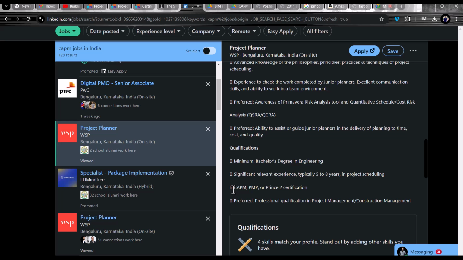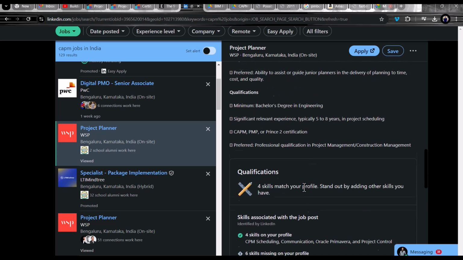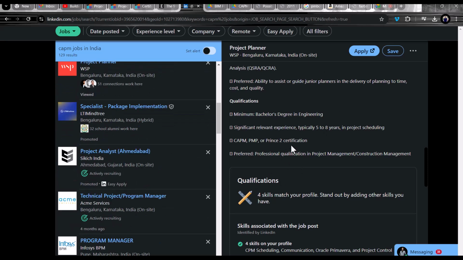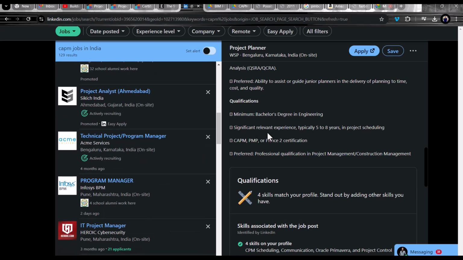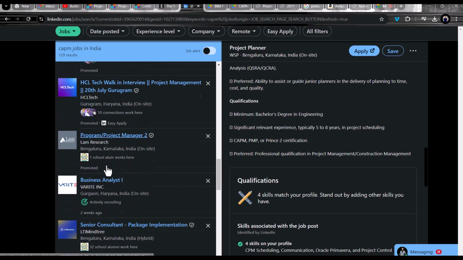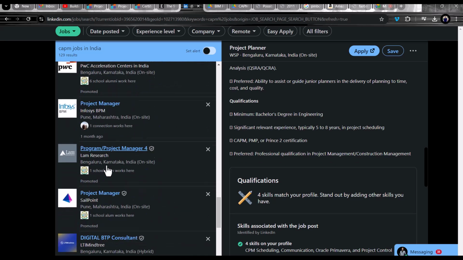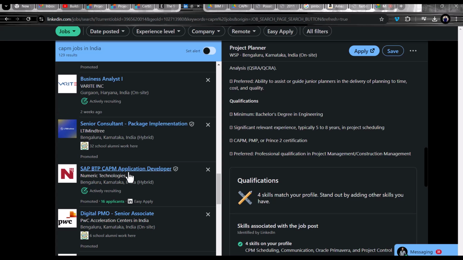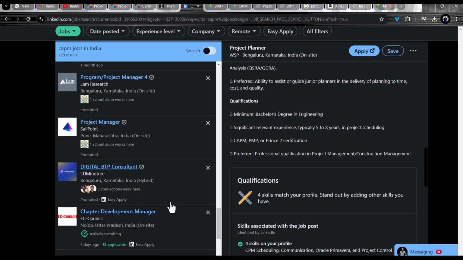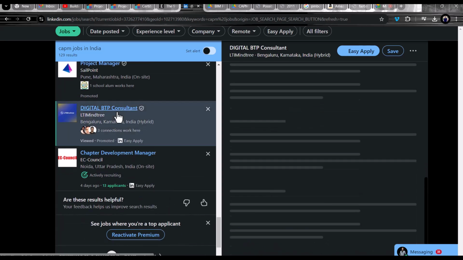you need. If you have a CAPM, PMP or Prince2, as I mentioned, there are other certifications as well, but CAPM and PMP are the most highly recognized. Prince2 is also possible. You can take it and be a professional in Prince2. Prince2 is a bit cheaper and easier than CAPM and PMP as far as I remember. There are other exams also, like SAP. SAP professionals can also have the CAPM and PMP certifications. Project manager, digital, BTP consultant.